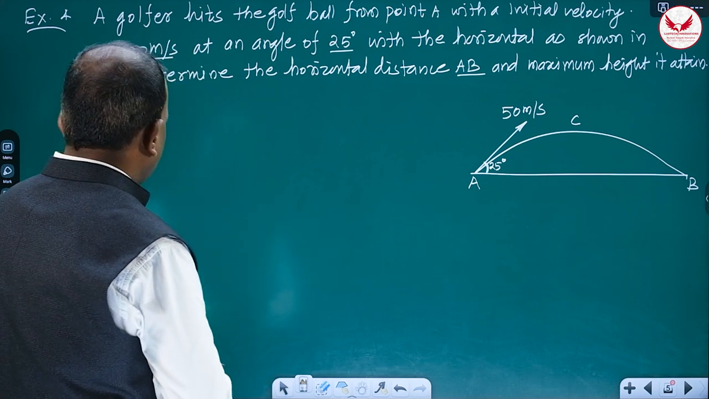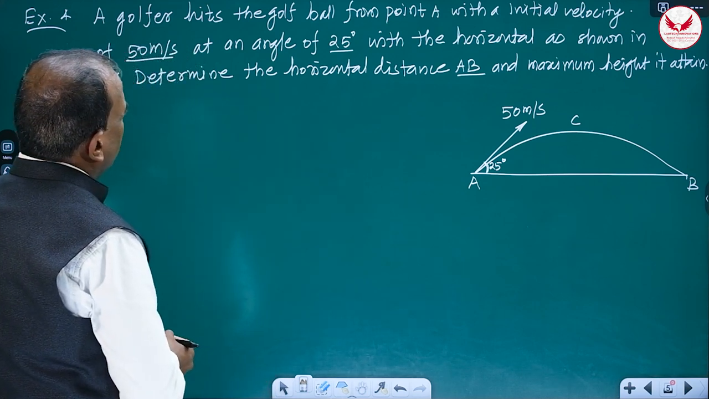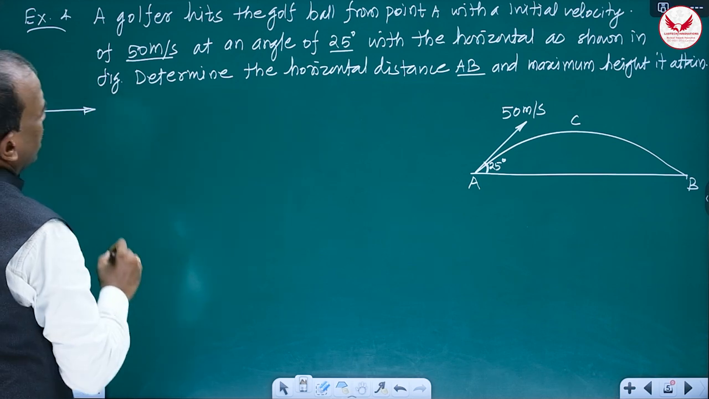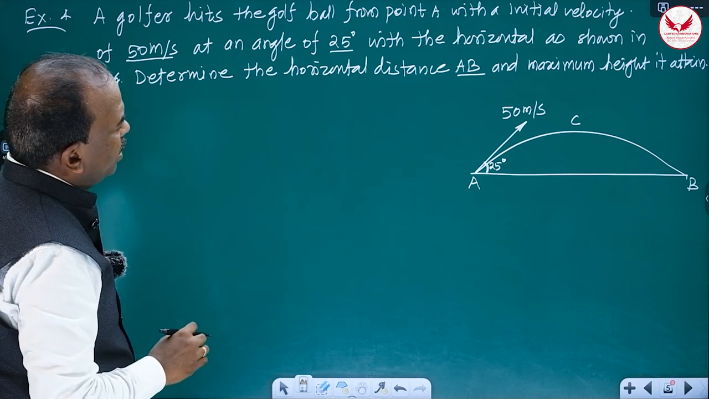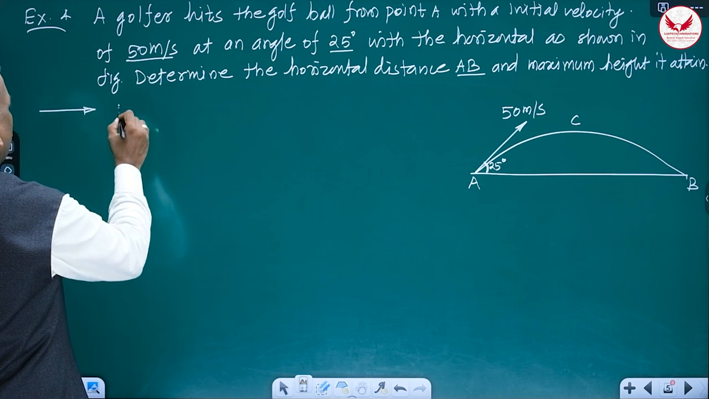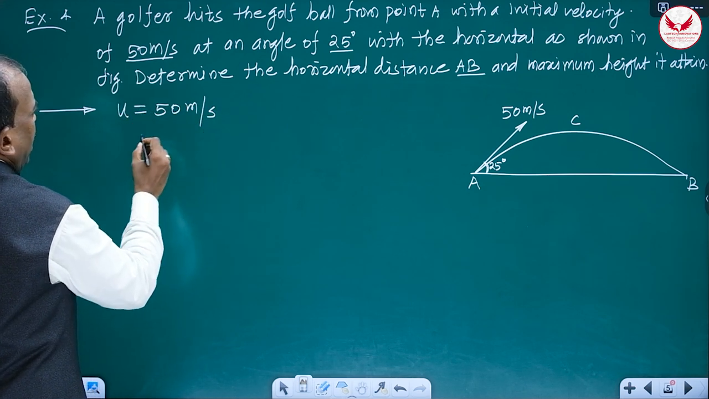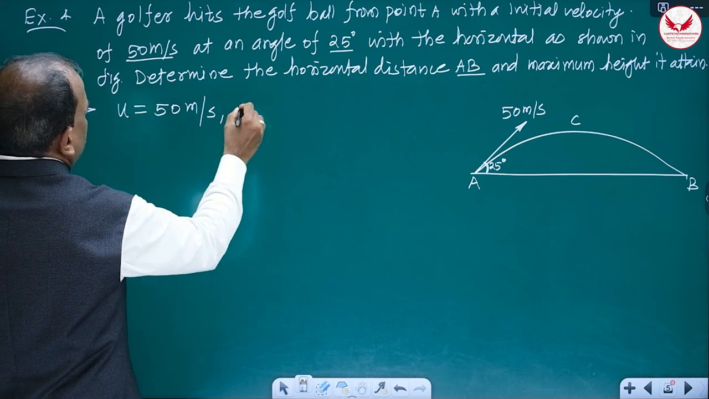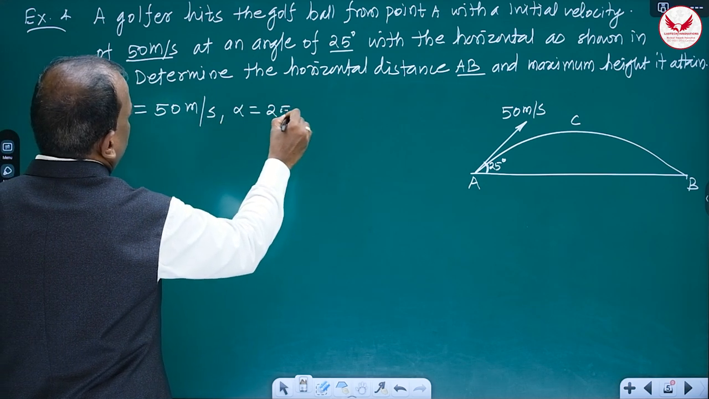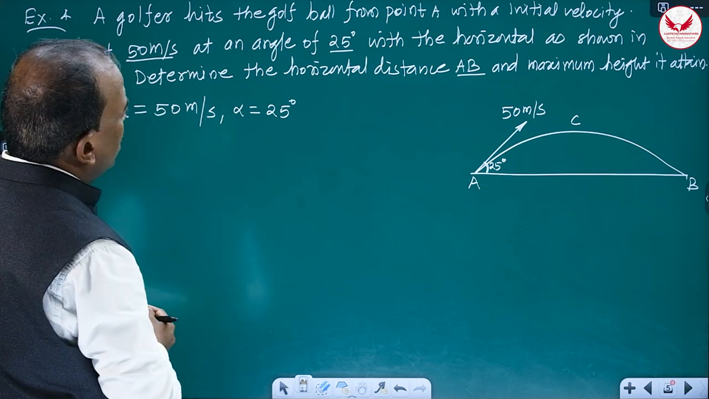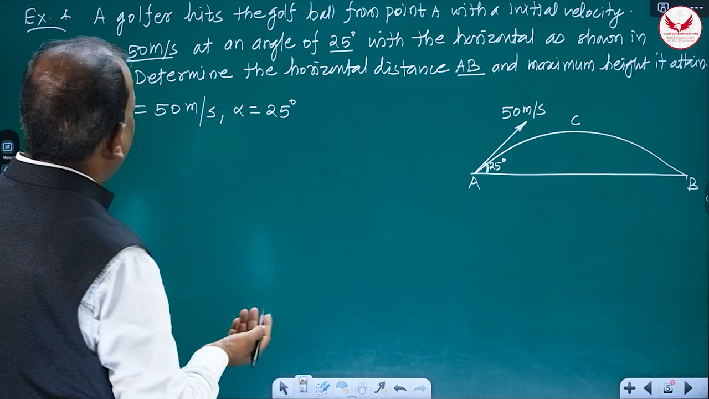Then, one more example. In this example, just see it. A golfer hits the golf ball from a point A with an initial velocity u of 50 meters per second at an angle alpha of 25 degrees, as shown in the figure. Determine the horizontal distance AB and the maximum height it attains.